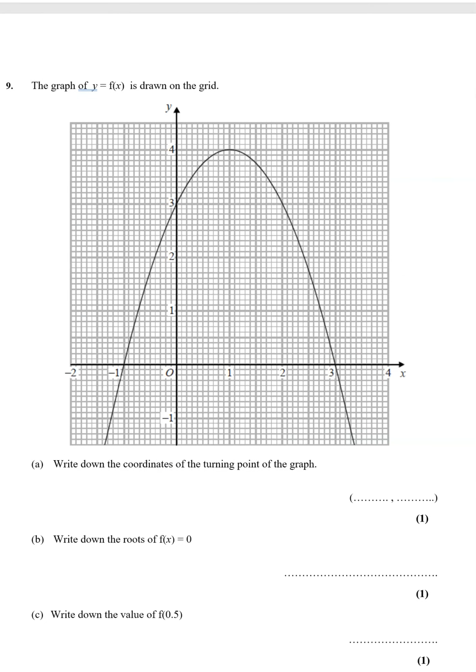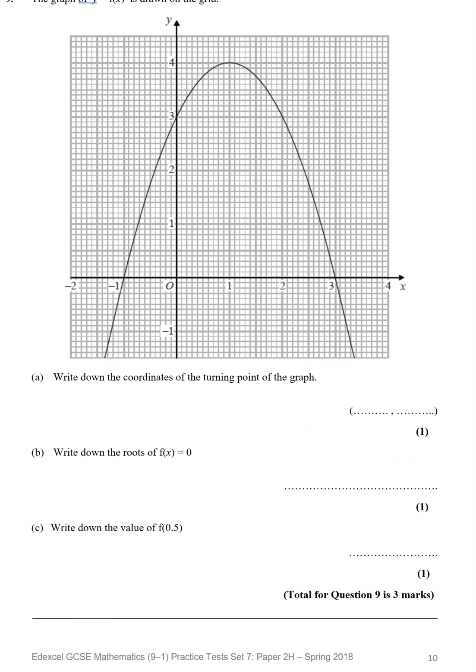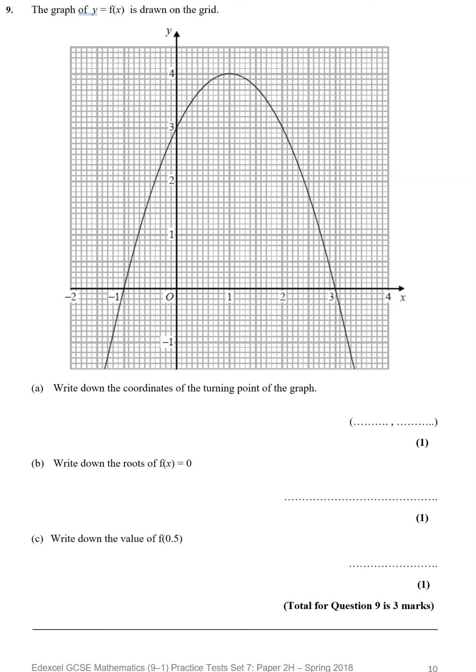Right, okay, number 9. Oops, gone too far. Right, so number 9, I've got a quadratic, negative x squared. Write down the coordinates of the turning point. Well, the turning point is this bit up here, which is 1, 4. Write down the roots where fx equals 0. Well, where does it equal 0? There and there. So minus 1, 3.